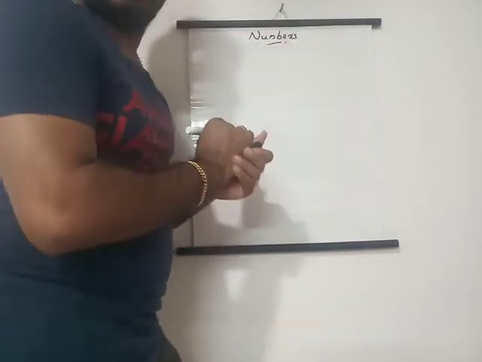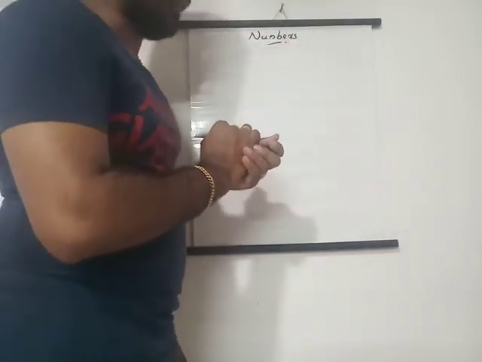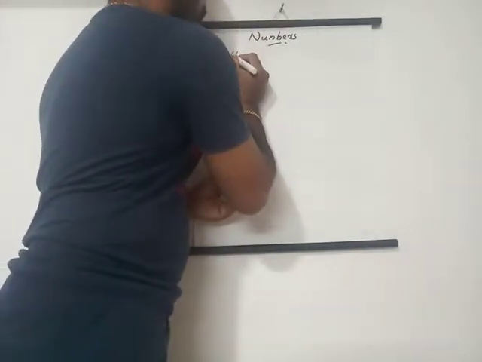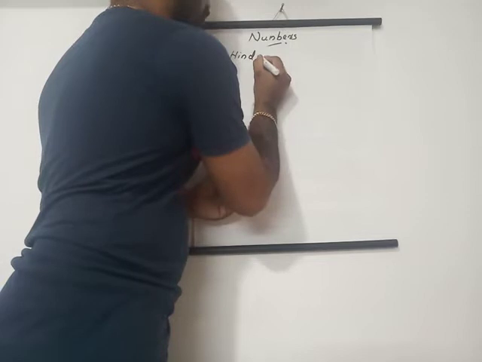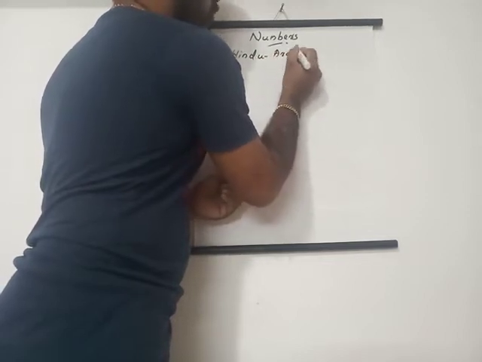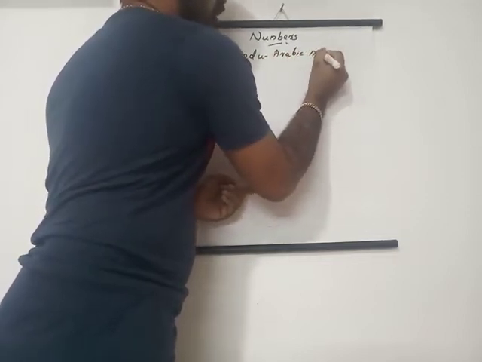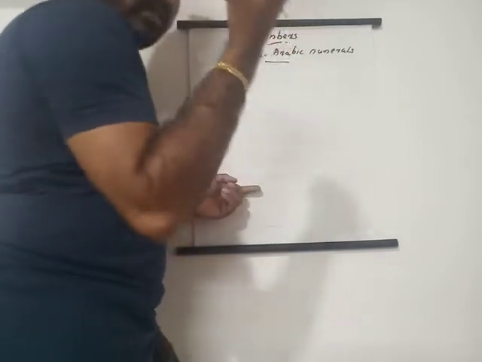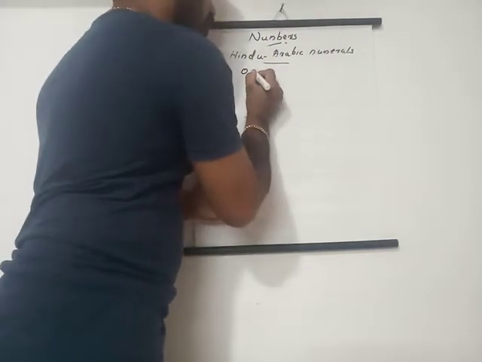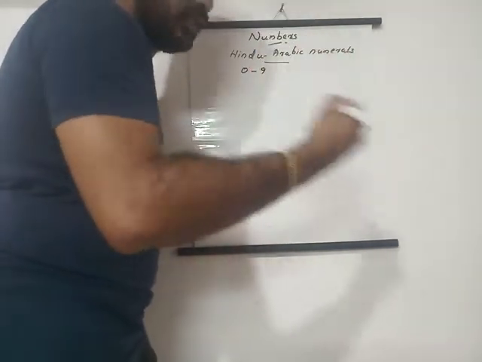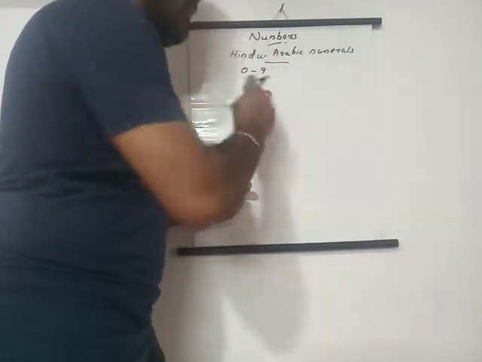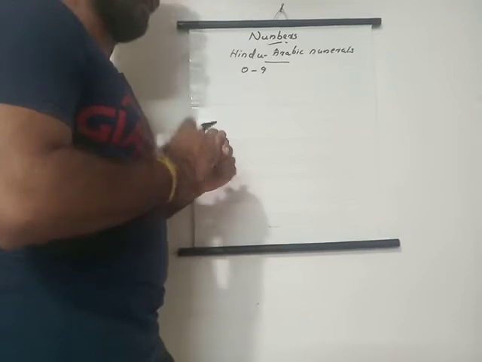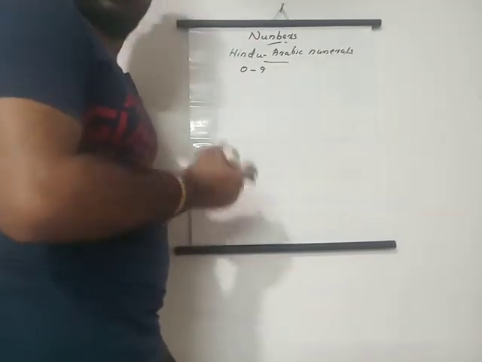The first thing we studied in this chapter is about Hindu Arabic numerals. So what are Hindu Arabic numerals? It is actually our numbers 0 to 9. That means 0, 1, 2, 3, 4, 5, 6, 7, 8, 9. So the numbers 0 to 9 are called Hindu Arabic numerals.